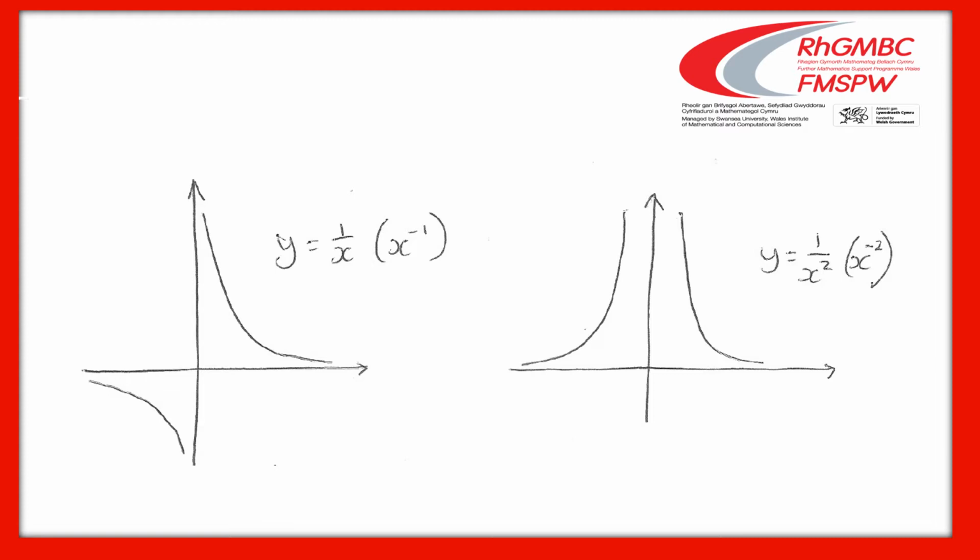And here we see the graphs of y equals 1 over x and 1 over x squared. Both of these graphs have asymptotes, here along the x-axis and the y-axis in both cases. An asymptote, if you've never met the term before, is a line that the curve gets close to but never touches or crosses, except at that mythical infinity.